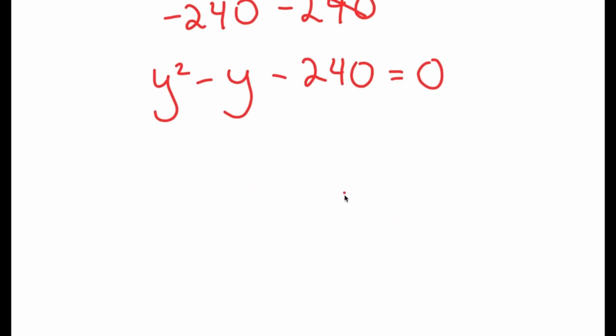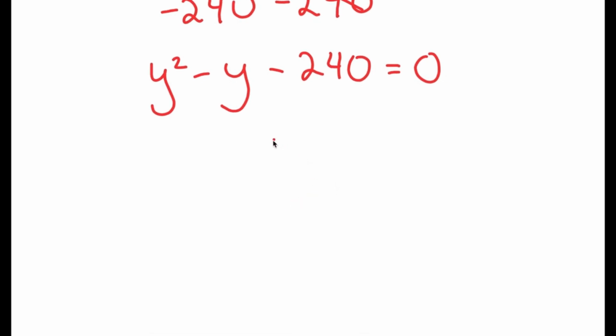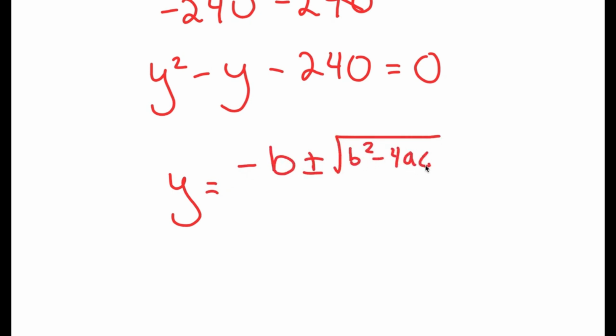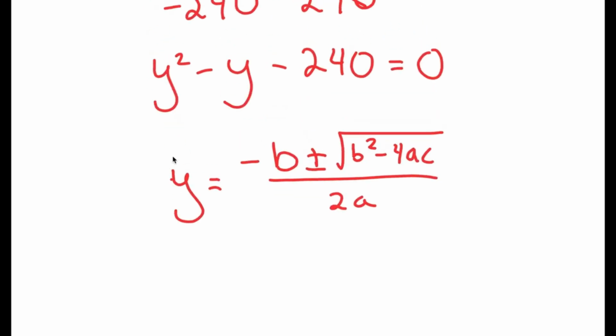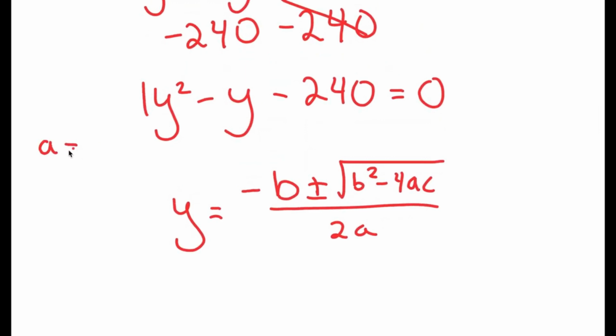So what I have here is a quadratic equation. And to find the solutions of this quadratic equation, I can use the quadratic formula. So if you guys didn't already know, the quadratic formula is negative b plus or minus the square root of b squared minus 4ac all over 2a. So in this case, looking over here, a is 1, b is negative 1, and c is negative 240.